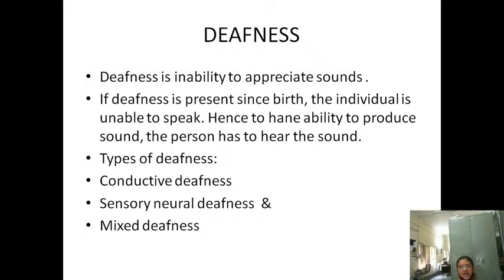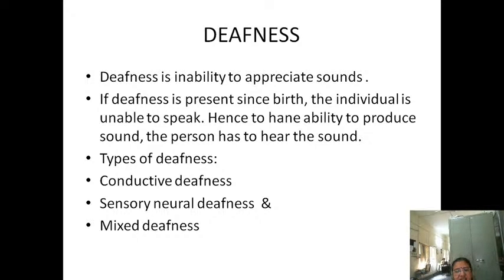Coming to applied physiology, deafness. Deafness is inability to appreciate sounds. If deafness is present since birth, the individual is unable to speak. Hence, for the ability to produce sound, the person has to hear the sound.